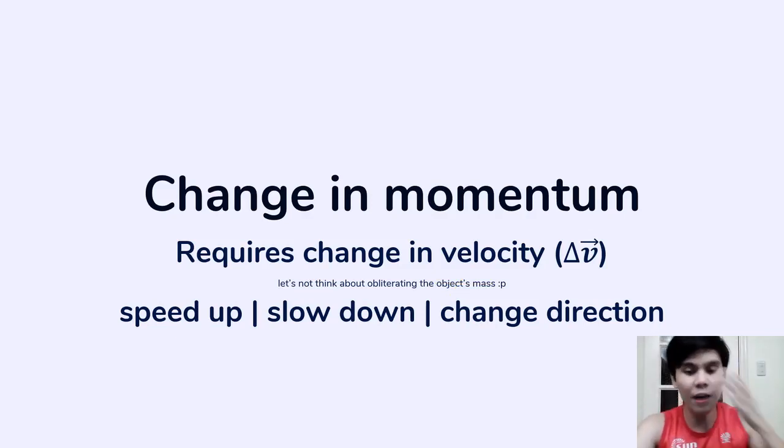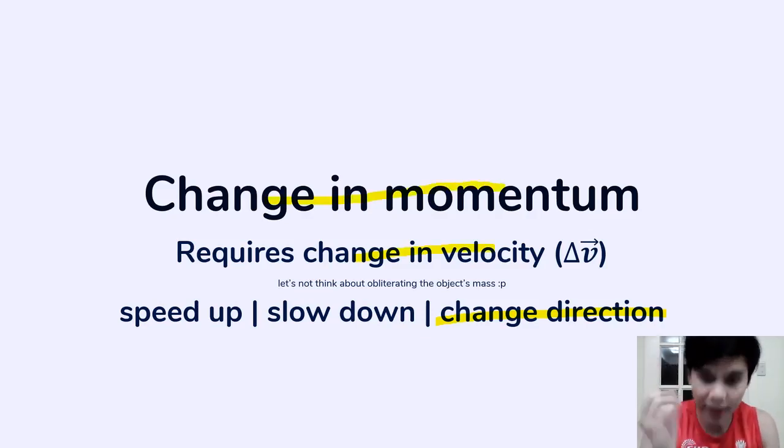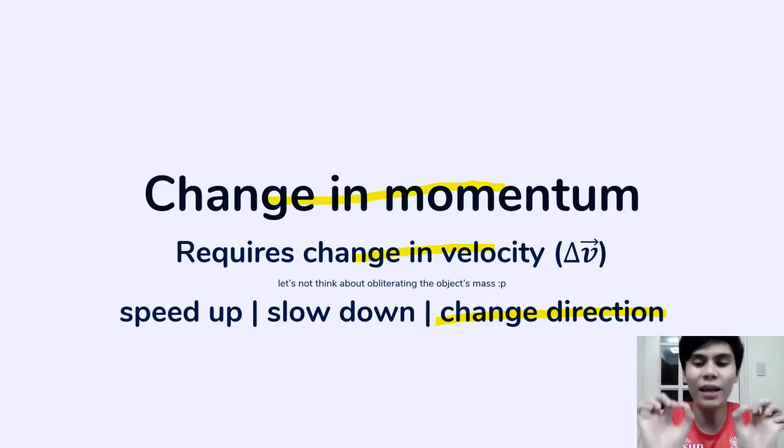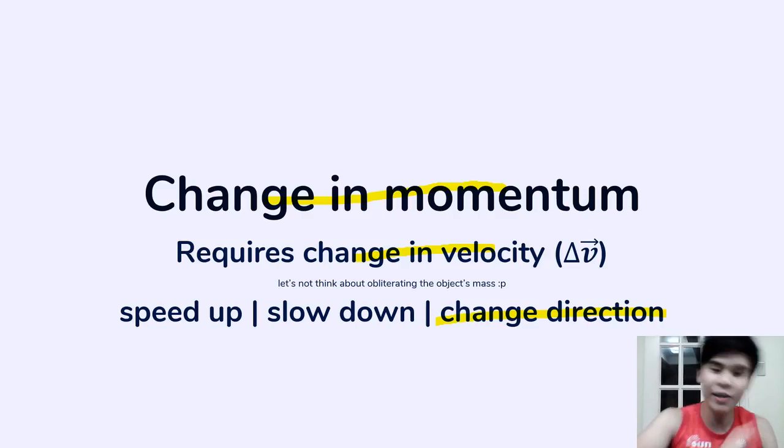So either you speed it up, you slow it down, or you change its direction. Once again, don't forget that if you change the direction of motion, it is still a change in velocity. It is still a change in momentum. Why? Because direction is part of being a vector quantity. Again, if you're a vector, you have magnitude and direction. So if you change the direction, you are changing that vector quantity.